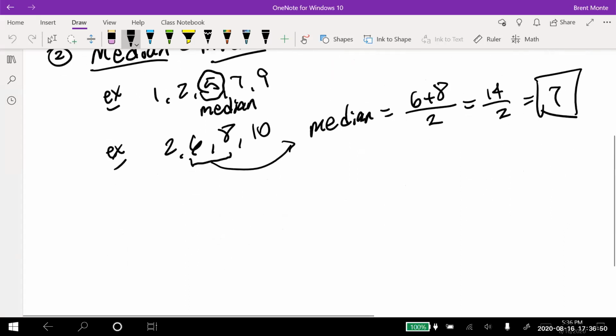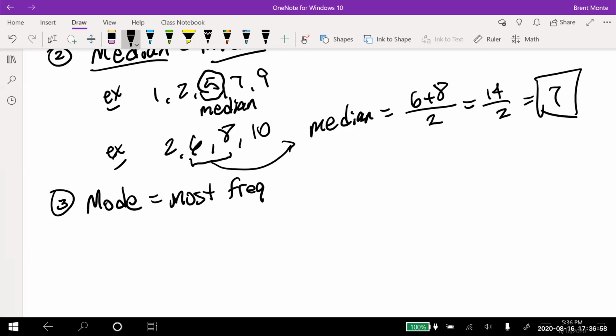And then the last one that we see is called the mode. And the mode is just the most frequently occurring number. And so if no number happens more than once, you would just say there's no mode. If you have two numbers that tie for the largest number of times, then you would say, oh, I have two modes, and you would say what they are.